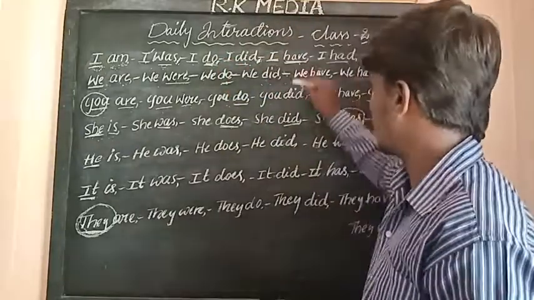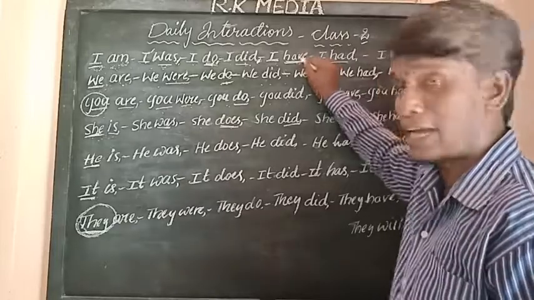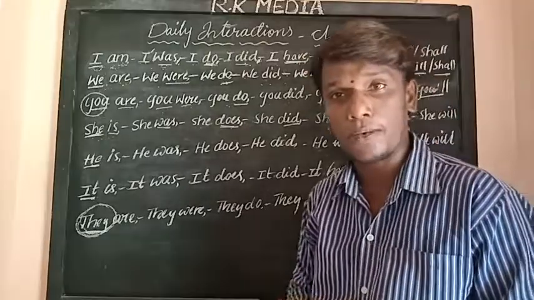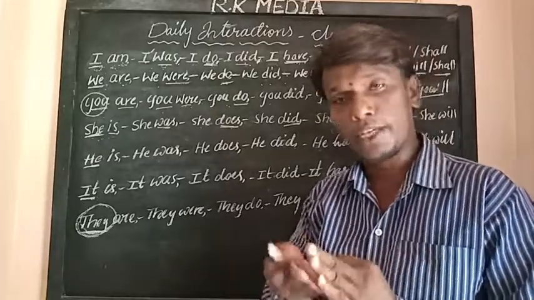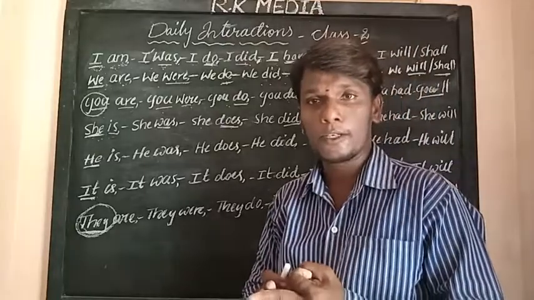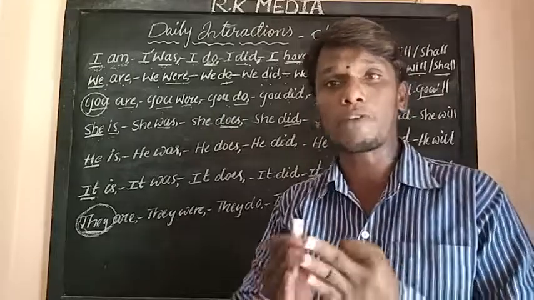Now coming to the have forms: have, has, had. What are the have forms? Have, has, had. These three are the have forms. We use these have forms to indicate having something.